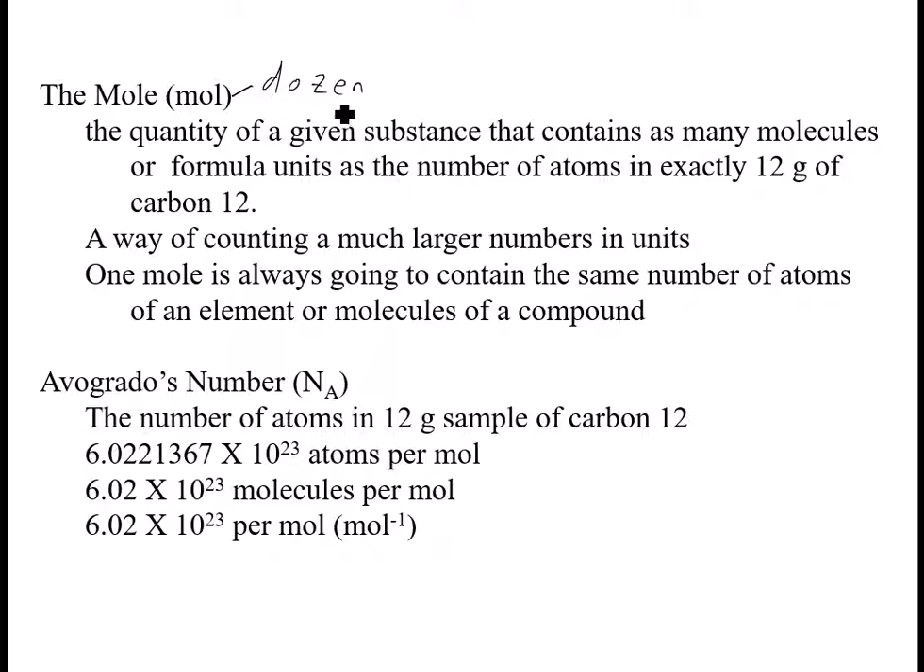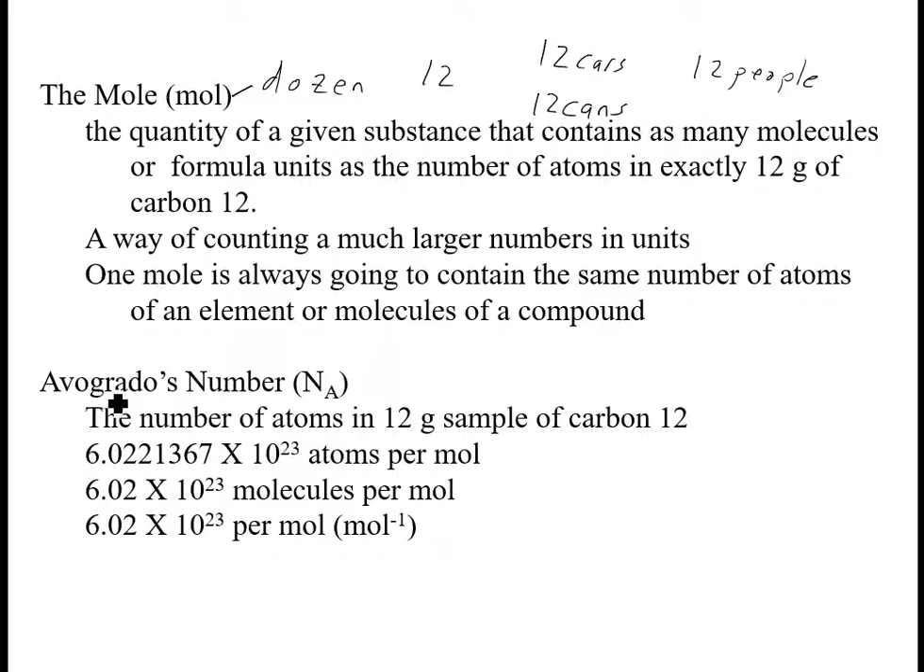A dozen always means what? It means 12. So it doesn't matter if I say I have a dozen cars. I have how many cars? I have 12 cars. Okay? If I have a dozen cans, it's 12 cans. A dozen people is 12 people. So a mole is a quantity that we talk about, but it's a really big number.